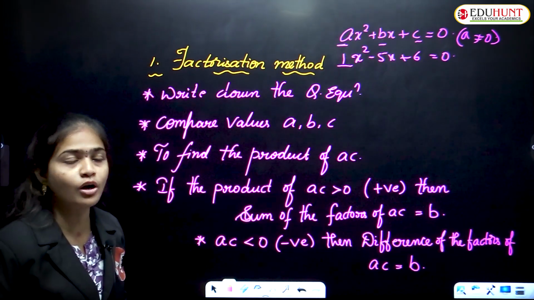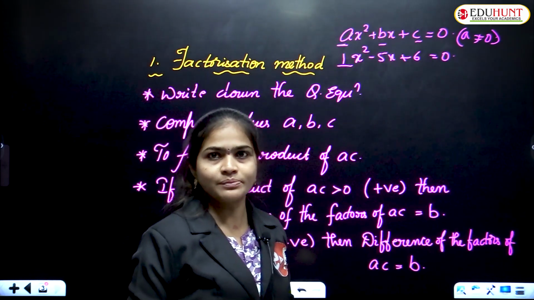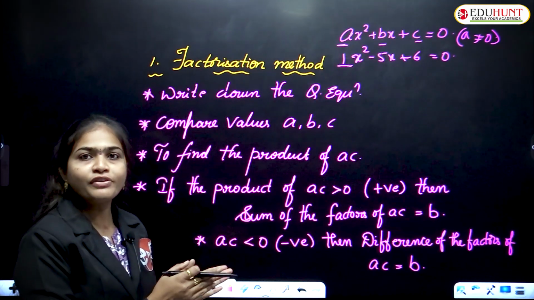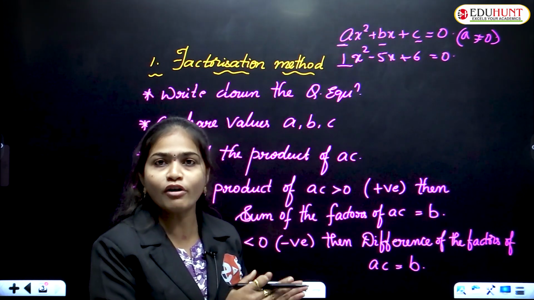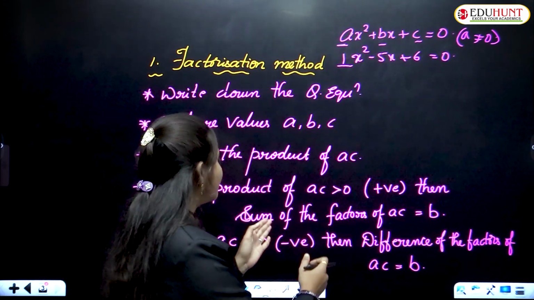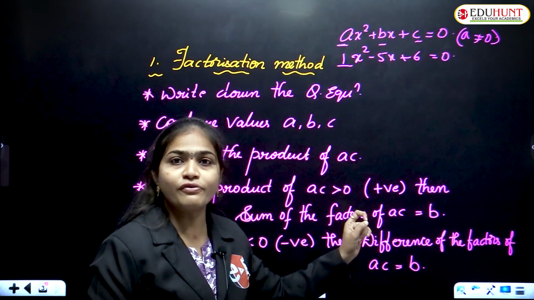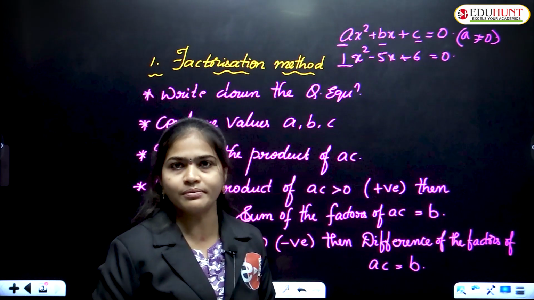To find the product of A and C, we need to calculate the A and C values' product. It depends on that AC. So if the product of AC is greater than 0, meaning after taking the product of AC we get a positive value, then we have to take the sum of the factors of AC. The sum of the factors of AC should be equal to the B value given in the equation.